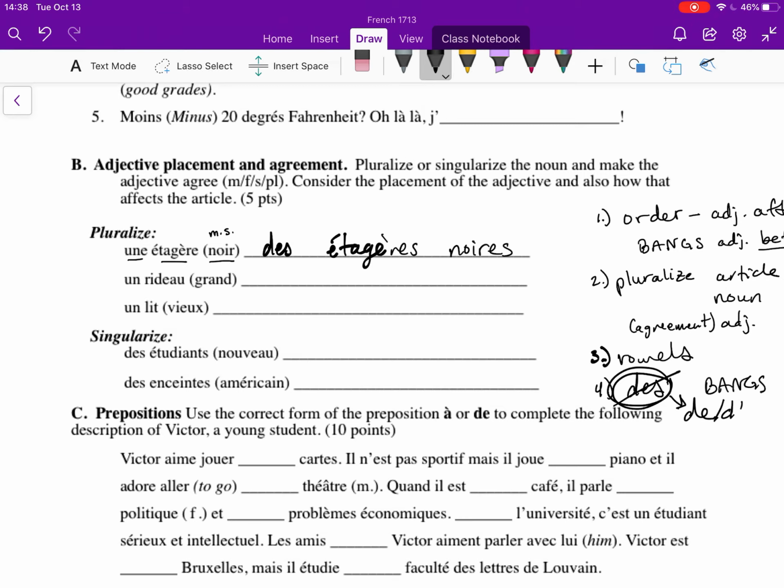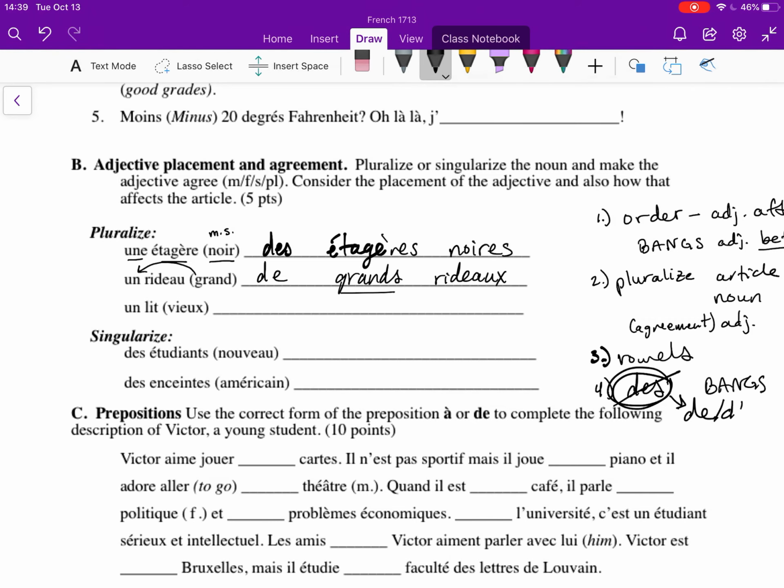Un rideau grand. First of all, think about the order. Grand is indeed beauty, age, number, goodness, size. So it's going to go before. My un will become des. Grand will get an S. Rideau has an irregular ending and will get an X. Looking for vowels, I don't have any problems. But I do have a BANGS adjective that's going before, and therefore I'm going to change my des to become de.